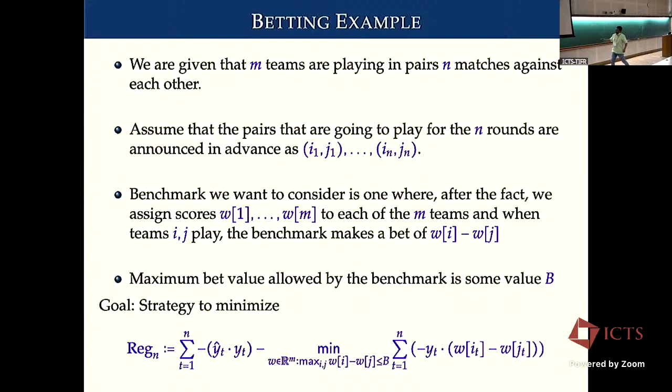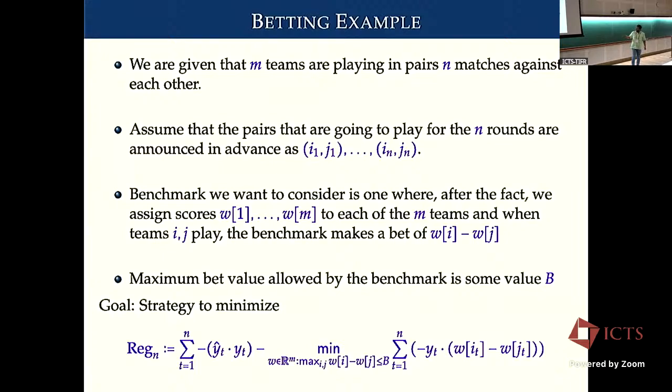Then whenever team 1 plays with team 2, I'm going to bet the amount given by the difference in their score. I'm going to bet on team 1 or team 2, depending on which score was higher. If team 1's was higher, I bet on team 1. And I'm going to also put one restriction: the maximum bet value allowed for this benchmark is going to be capital B, meaning that the difference between any two coordinates should not be larger than capital B.